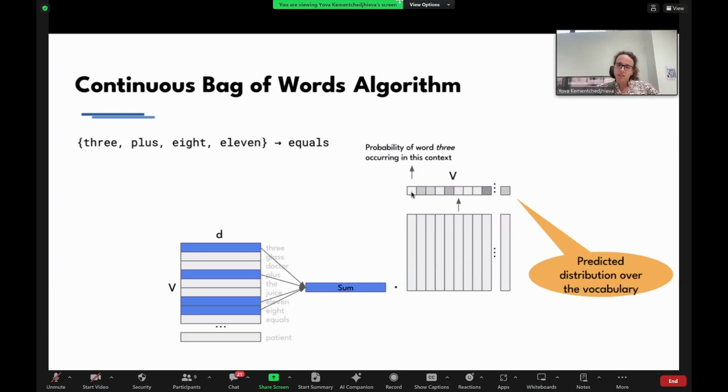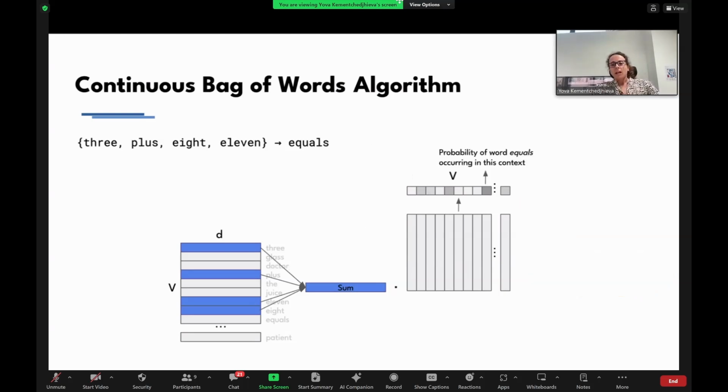So the first cell in this vector might represent the probability of the word 3 occurring in the context that we've provided. The second would represent the probability of the word glass. The third would represent the probability of the word doctor. And finally, the probability of the word equals would be represented by this cell here that I have intentionally made darker than the rest, with the idea of the intensity of the color representing the probability mass assigned to that token.